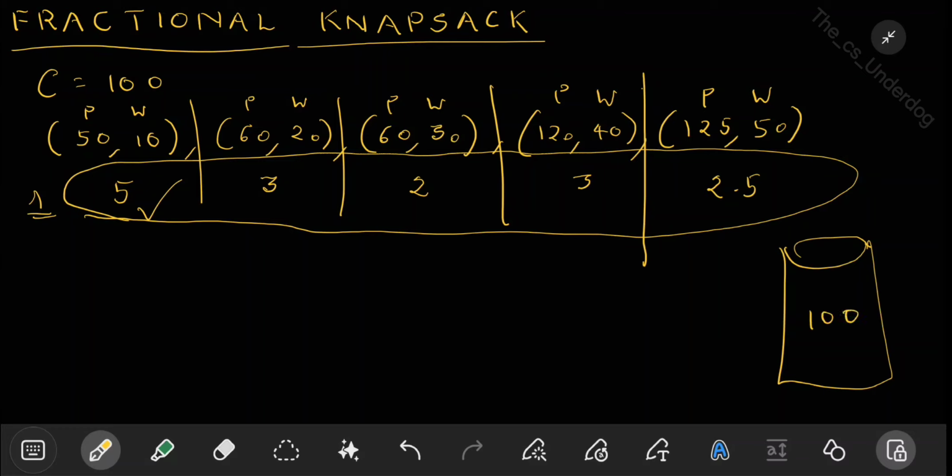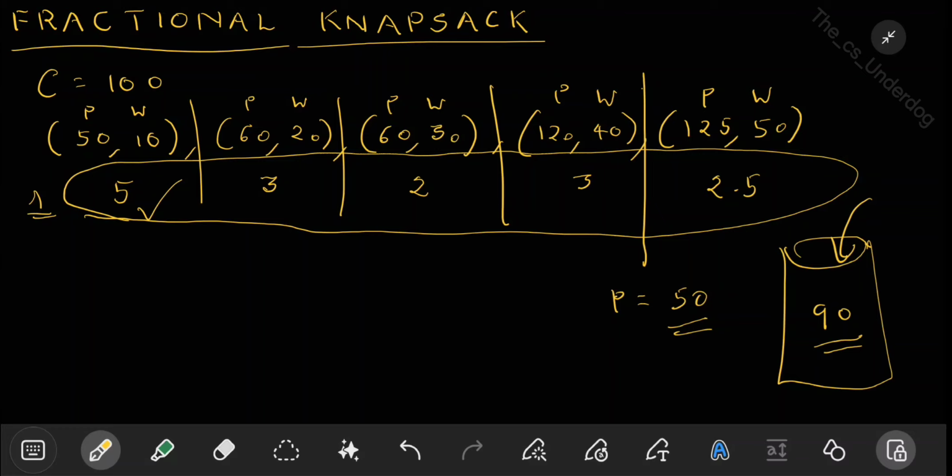First item will give us, let us also take count of the profit. The profit you are getting here is 50. With the first item, you know profit is 50 and weight is 10. So if you put the first item inside, you will get a profit of 50 and weight is 10, which means your remaining capacity is 90. From 100, 10 units are gone. 90 is the remaining capacity of your knapsack. And your first item is already picked.